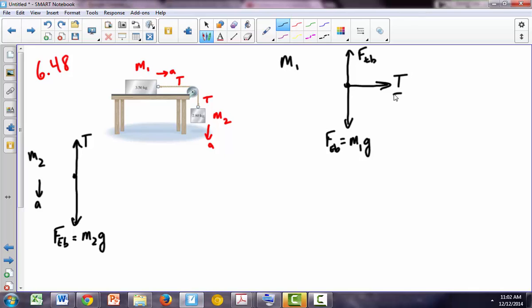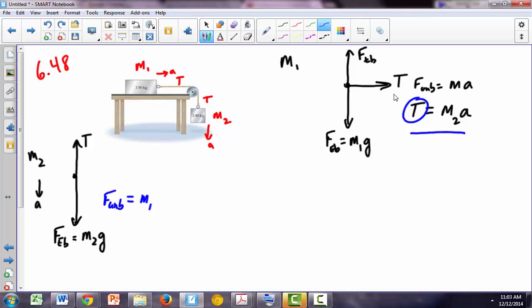My tension is the unbalanced force, which equals M1 times A. So I'm just using my formula, F unbalanced equals MA. The only unbalanced force that exists here is tension. So tension is equal to M1 times A. I actually didn't write my formula over here. The unbalanced force equals M, oh shoot, this is M1. Sorry about that, guys. Sorry to be so confusing. That's M1A. This is M2 over here.